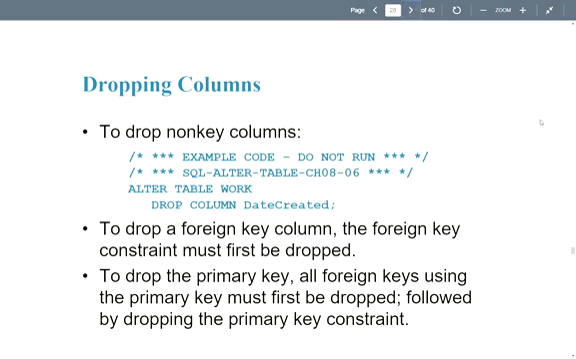Now, to drop a column, you have to check the value, the dependency first before you can drop. So you want to make sure all the foreign keys are dropped first before you drop the parent ID. That's the basic rule of thumb.